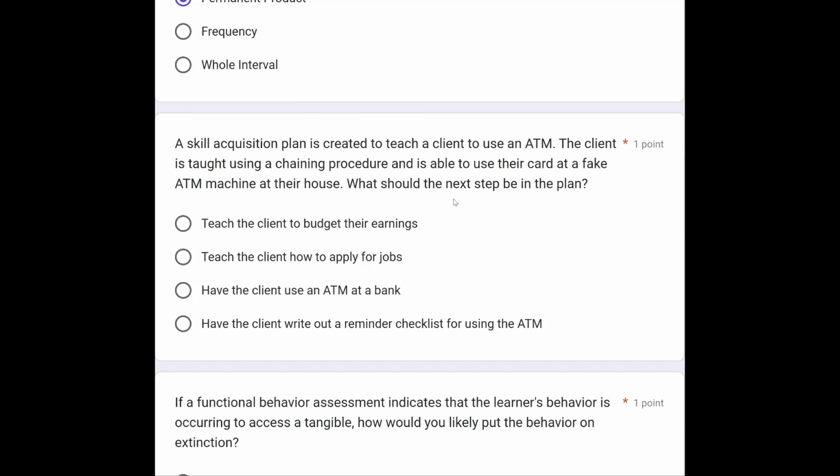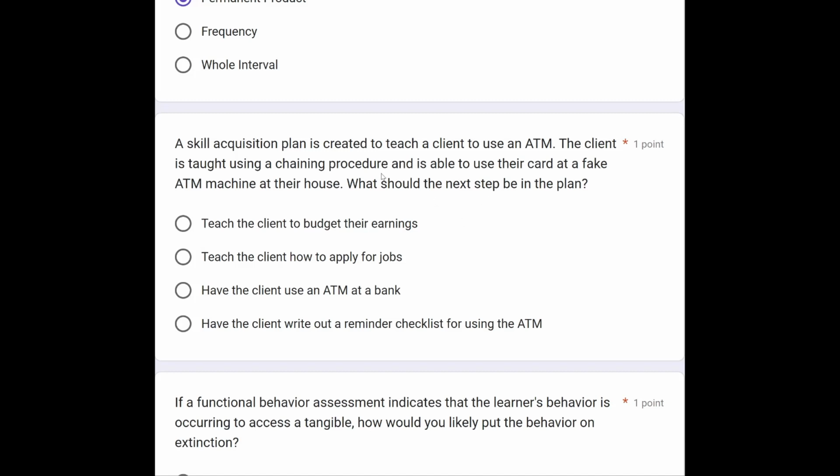So after we've gotten to the point where they can actually do the skill in a controlled environment, in a learning environment, what's next? A, teach the client to budget their earnings. Well, we still need to make sure what? Still need to make sure they can use an ATM outside of the house, right? We're not quite to budgeting earnings yet if they still can't get money out of an ATM.